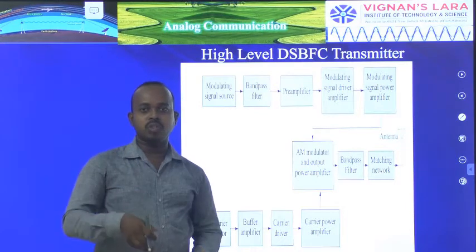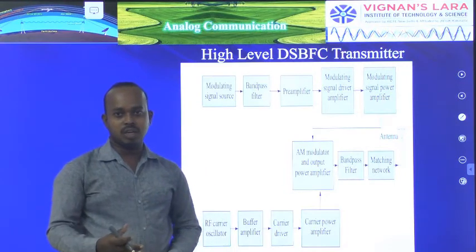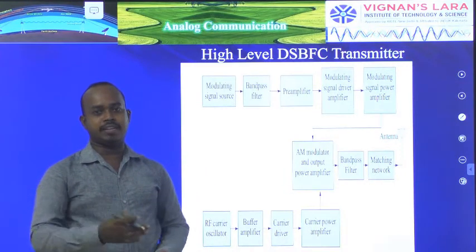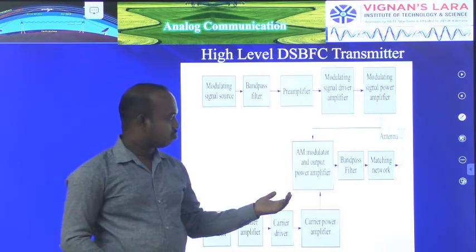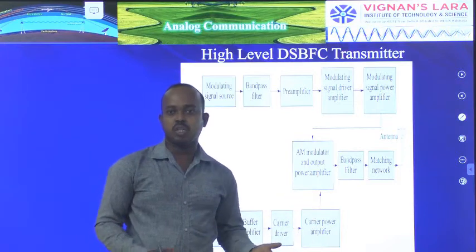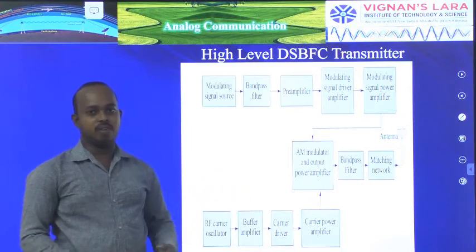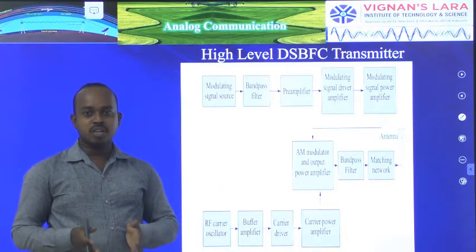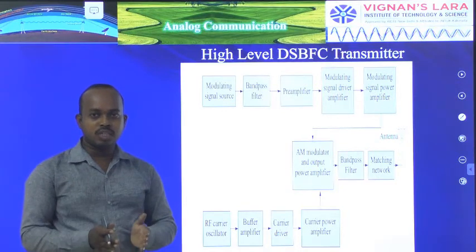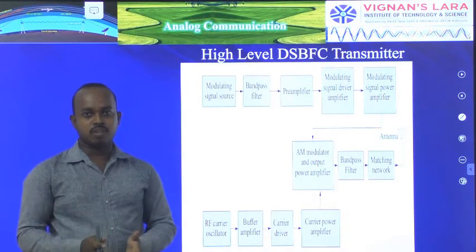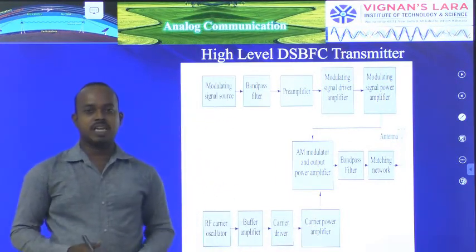And also you are including the power amplifier in the modulator. The output will be delivered to the antenna by using the matching network. The working is the same. The working we studied in low level, the same working we are studying in high level. But the change is, instead of normal amplifiers, we are using power amplifiers. This is the only difference we can observe here. This is a complete classification of AM transmitters.